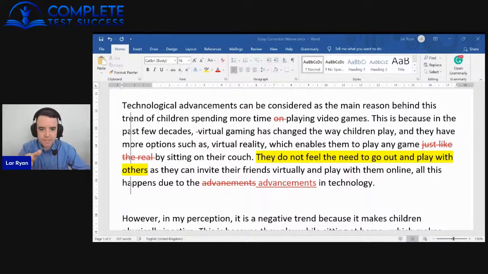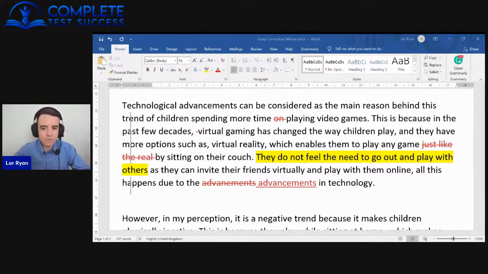They do not feel the need. It's not strong enough. It's they don't want to, they don't like to, like the games are more entertaining than playing sport. You haven't said it.